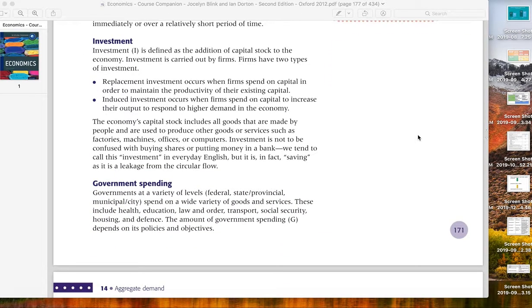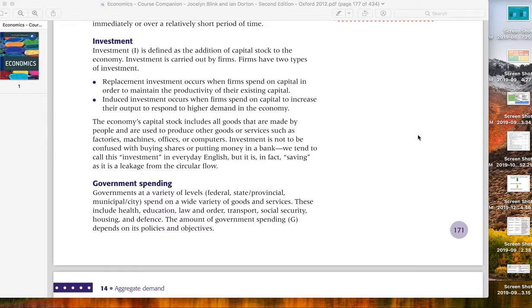Got it? Investment, I. As an addition of capital stock in the economy, investment is carried out by firms. There are a couple of different types of investments that you make. As a firm, you might do a replacement investment. That's whenever you spend money in order to maintain productivity on your existing capital. So you're replenishing your stocks, replacing them. Induced investment is when a firm spends capital to increase their output and respond to higher demand in the economy. So it tends to be more like adding new things instead of replenishing, because there's now demand and you have to produce more.